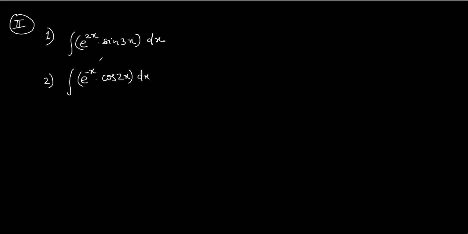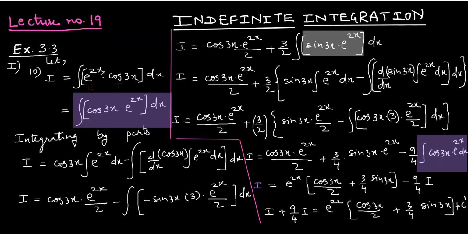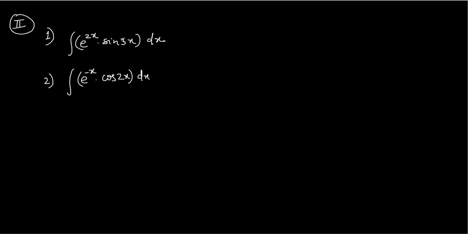So here we have a few practice problems. Second, you can integrate e raised to 2x into sine 3x dx. The one that I just integrated was e raised to 2x into cos 3x dx, and now you have e raised to 2x into sine 3x dx. So we have sine 3x in this question, and in the earlier question we had cos 3x. So this goes along the same line. You will do exactly what you did there.